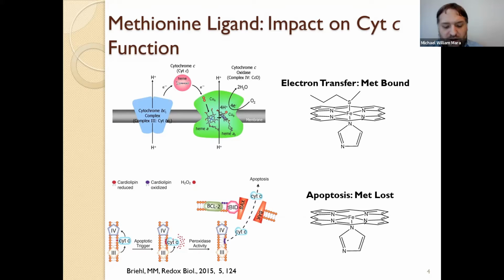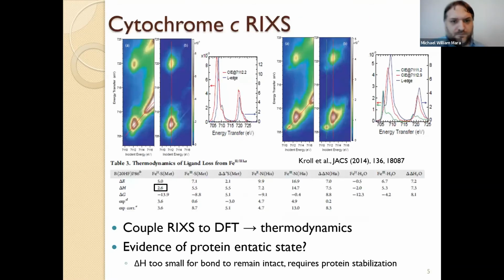But the key point here is that the cytochrome C will function as a peroxidase, and this requires that one of the axial sites be open. Specifically, the methionine will be lost. This is the only way that the cytochrome C can function as a catalyst. So you have a protein now that's well optimized for 2 different functions. However, each of those functions requires a completely different coordination environment for the iron in the active site.